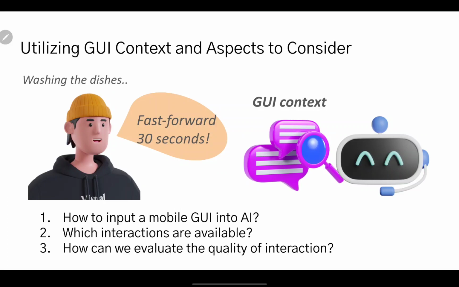So there are three aspects or actions to consider regarding those interactions. First, how will the AI agent understand the mobile GUI? How will we give the mobile GUI as an input to the AI, what kind of interactions are available, and how can we determine the quality of the interaction?